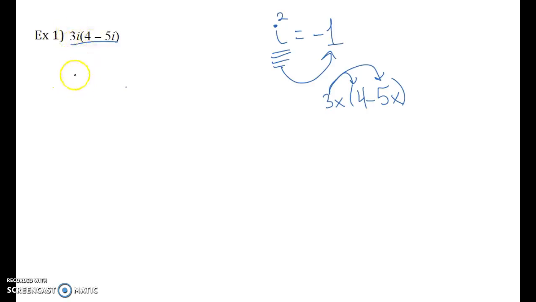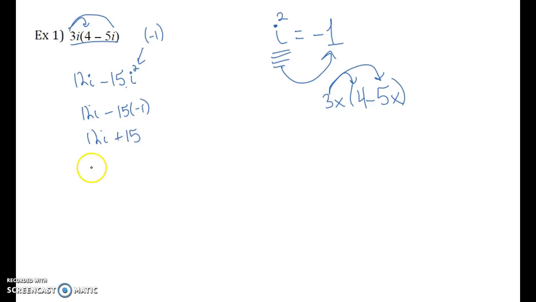So 3i times 4 will give us the 12i. We're just going to distribute that. And then 3i times -5i would make us -15i squared. Now the only problem is that this i squared really is the same thing as -1. So we end up with 12i minus 15 times the -1, or 12i plus 15.